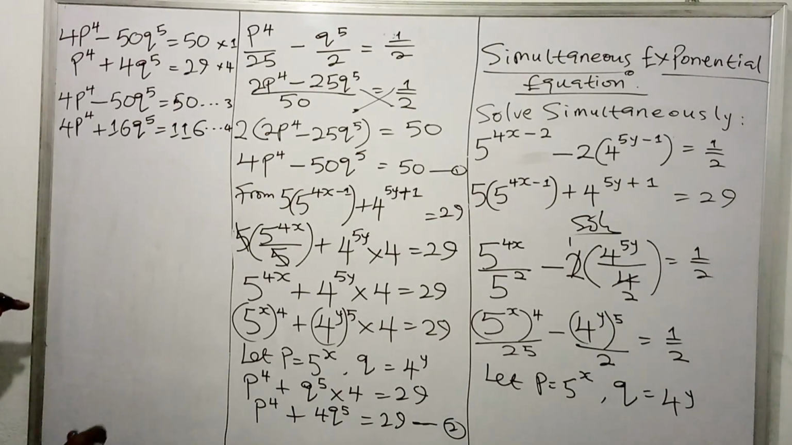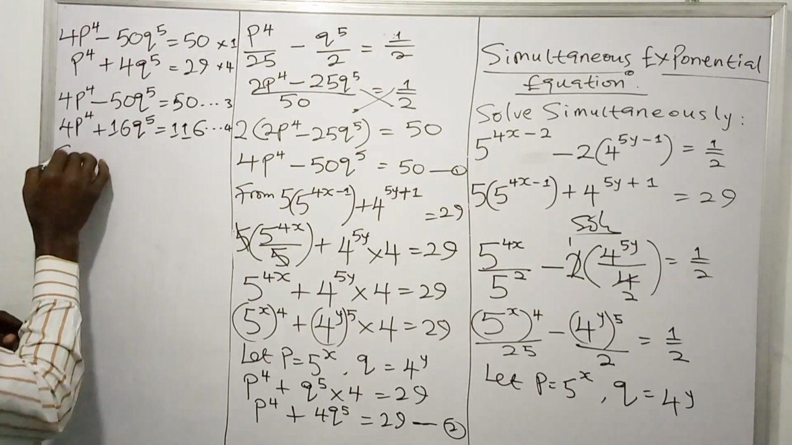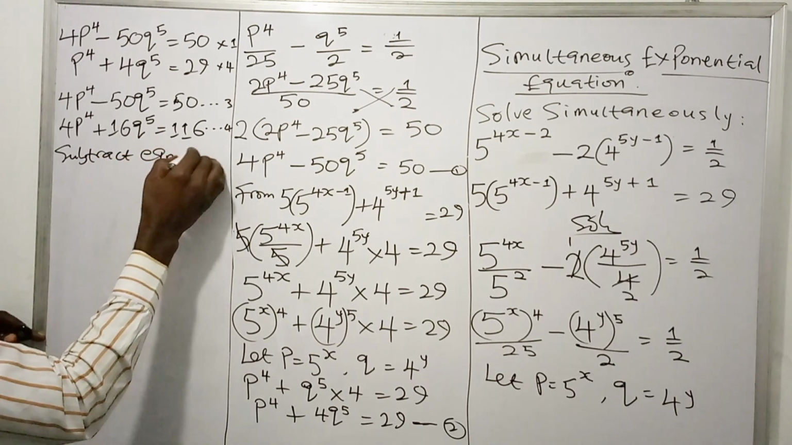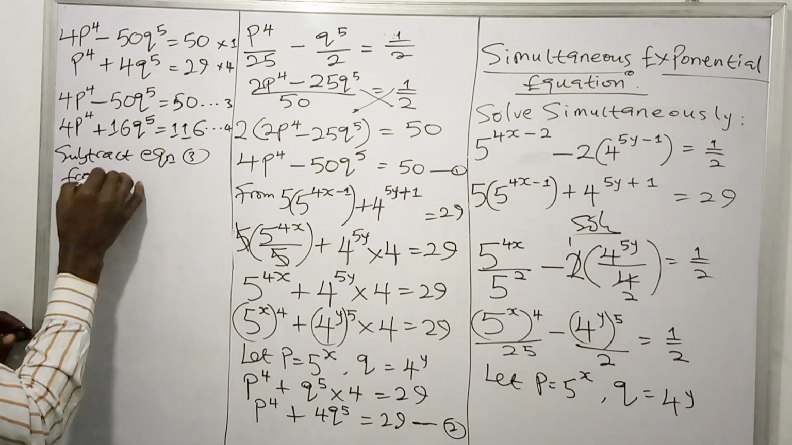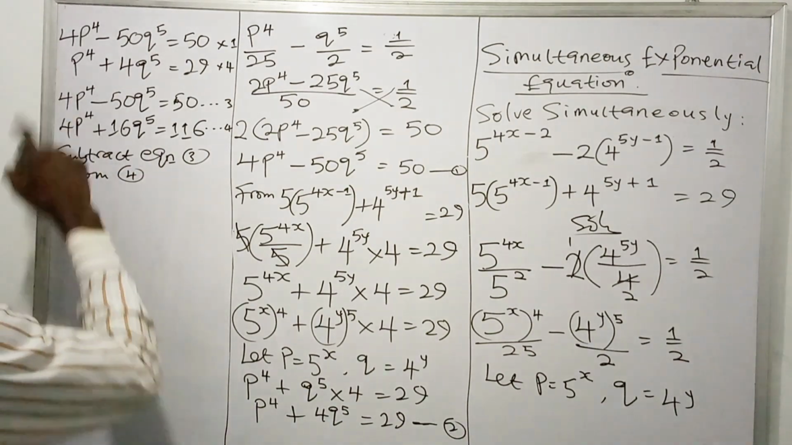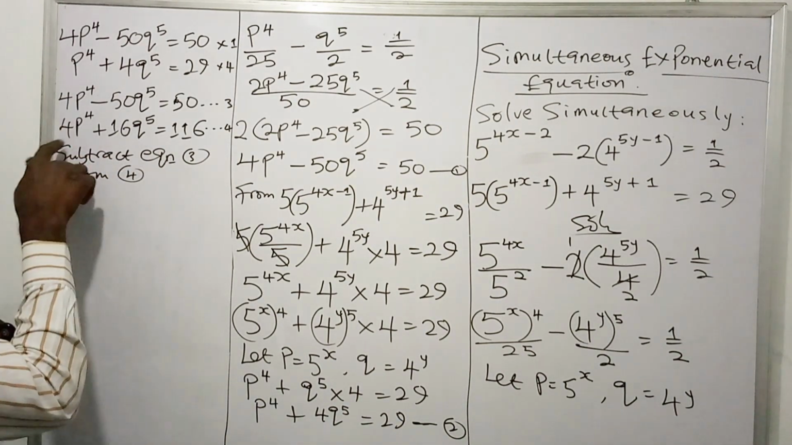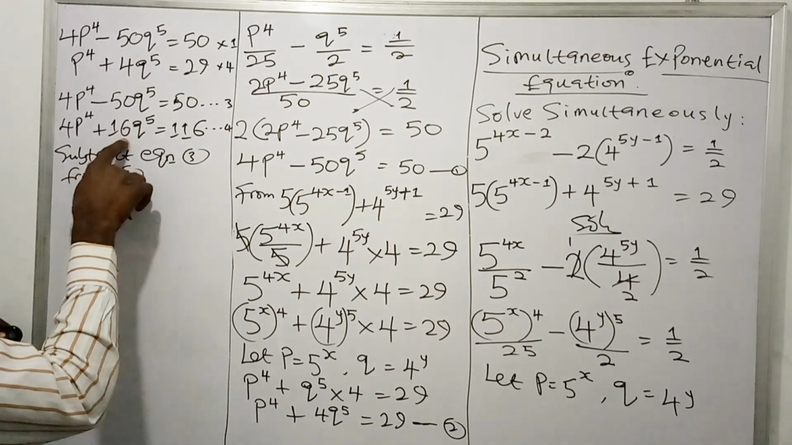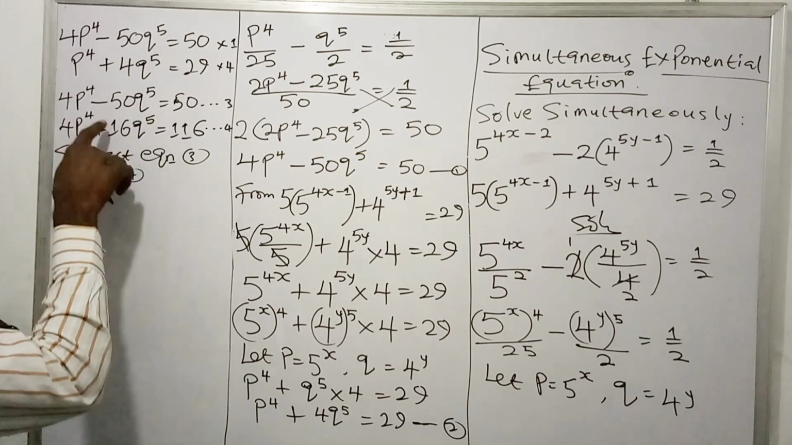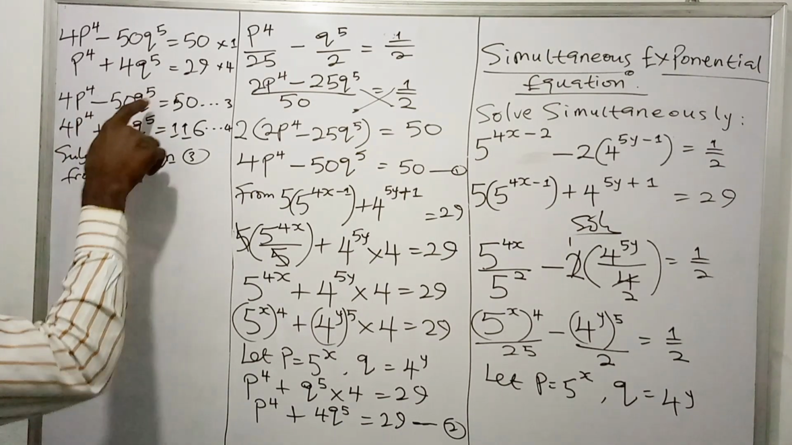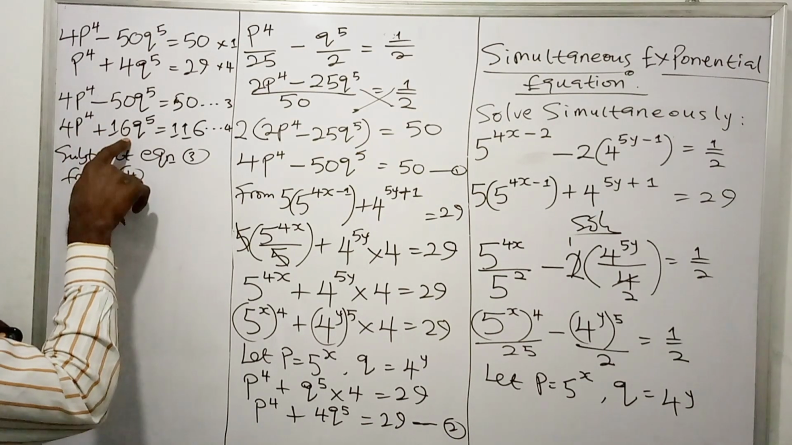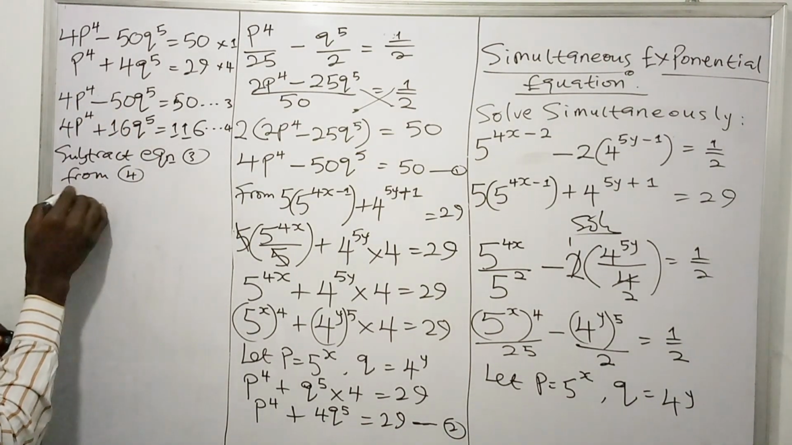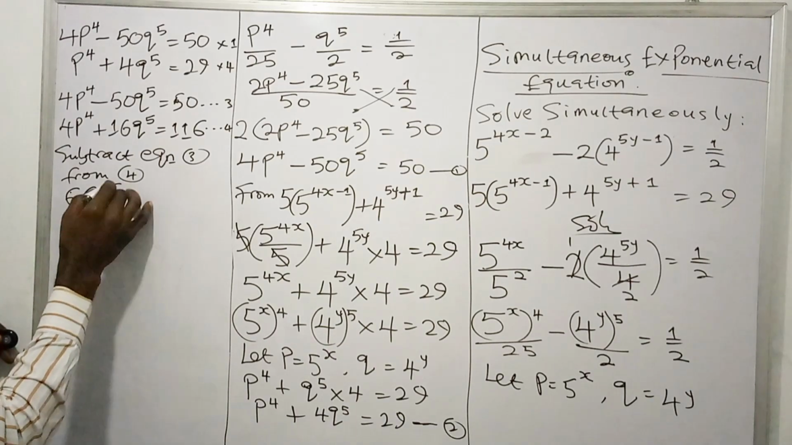So if I call this equation 3 and call this equation 4, in order for me to eliminate my p, I can say, okay, subtract equation 3 from equation 4 in order to eliminate p. Subtract equation 3 from 4, and that will give us 4p to the power 4 minus this, that will give us 0. So 16q to the power 5 minus, minus 50. Remember, we are subtracting. So 16 minus negative 50q will give us 16 plus 50, and that will give us 66q to the power 5.